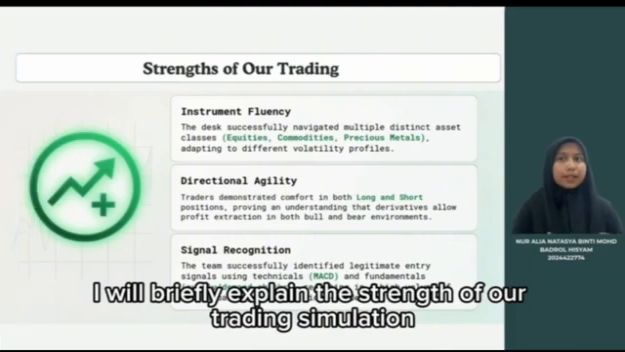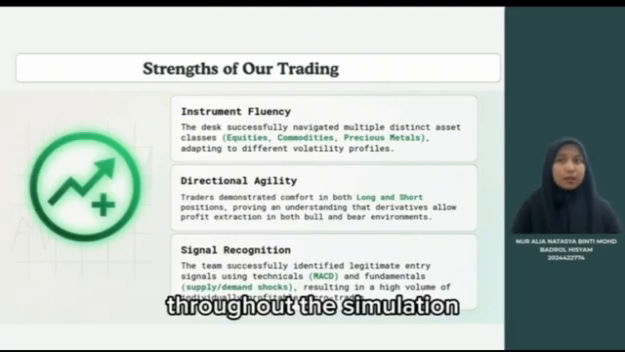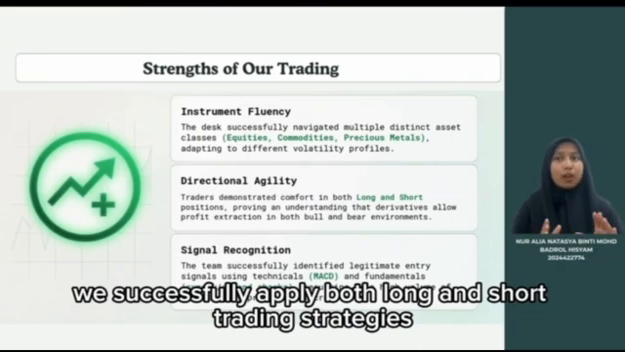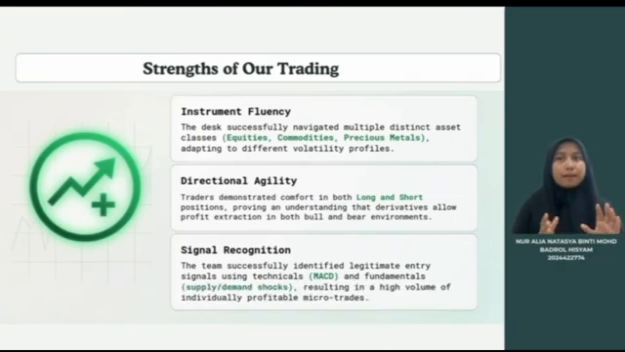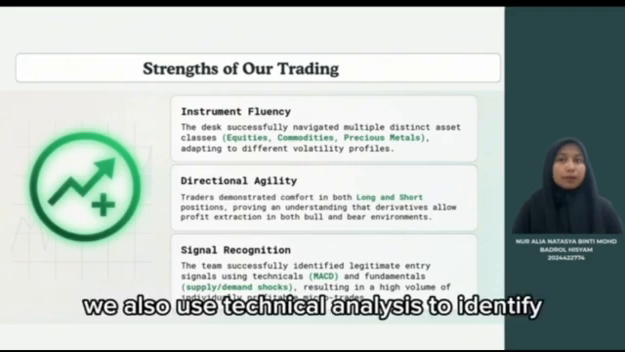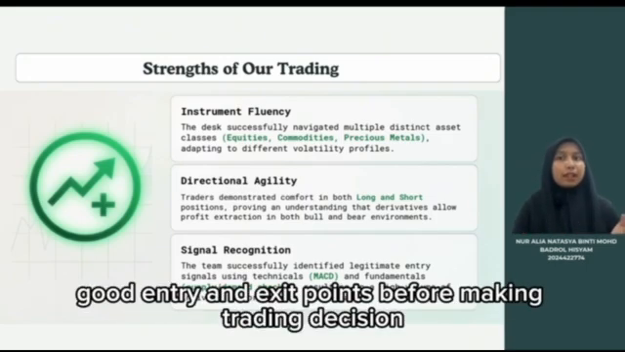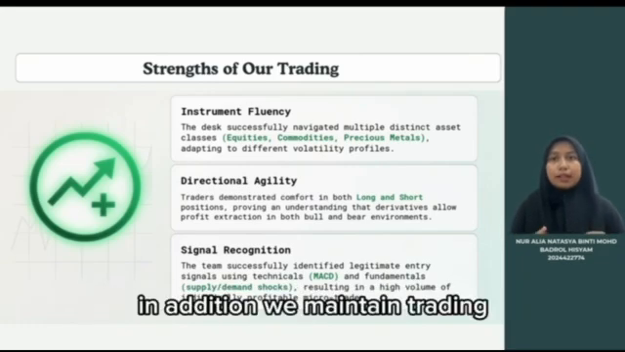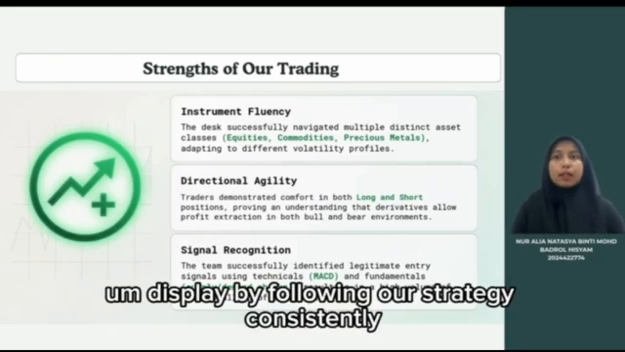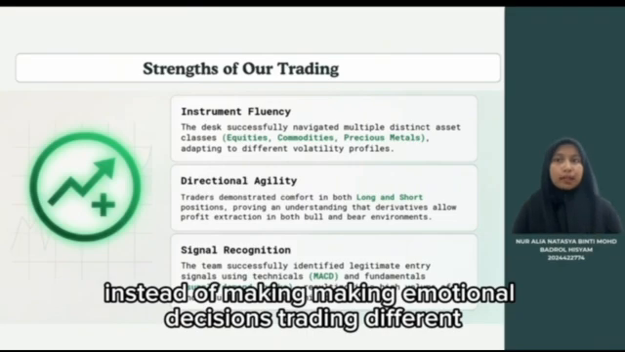Now, I will briefly explain the strengths of our trading simulation. Throughout the simulation, we successfully applied both long and short trading strategies based on market conditions. We also use technical analysis to identify good entry and exit points before making trading decisions. In addition, we maintain trading discipline by following our strategy consistently instead of making emotional decisions.